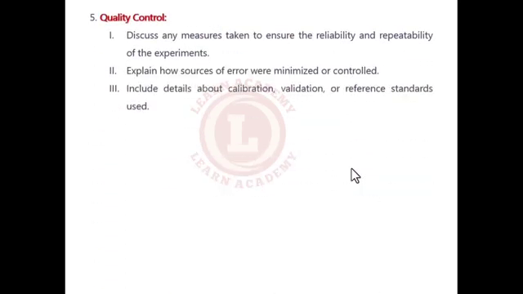Then we have number 5, quality control, still under methodology. Here you discuss any measures taken to ensure the reliability and repeatability of the experiment. You also could explain how sources of error were minimized or controlled, and also include details about calibration, validation, or reference standards used.